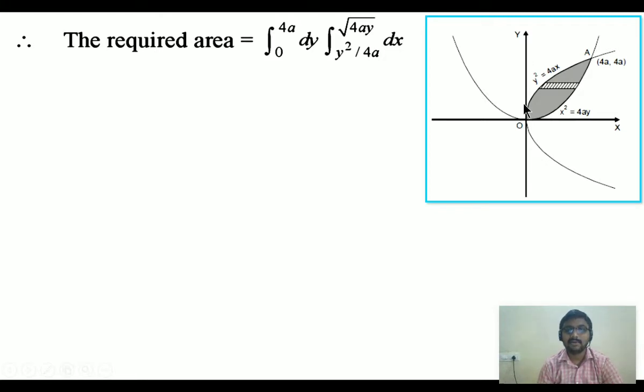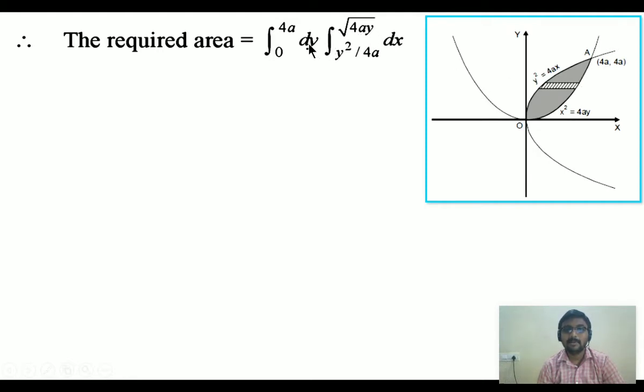So we are having 2 points on the y-axis: the origin (0, 0) and another point (0, 4a). Here clearly y varies between these 2 points, 0 to 4a. Thus y limits are obtained. Y limits must and should be constants. So we have to take the limits according to this region. So clearly y varies as 0 to 4a and x varies from y square by 4a to 2 root ay, or root of 4ay.